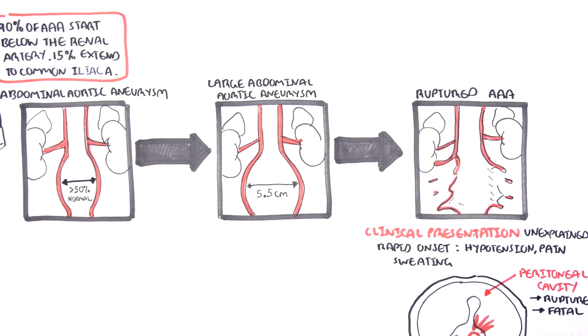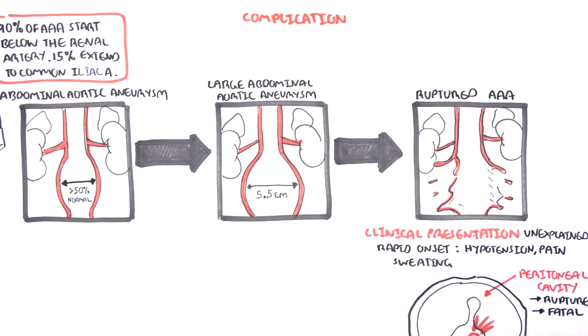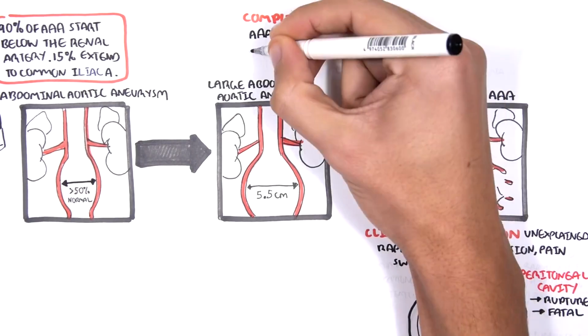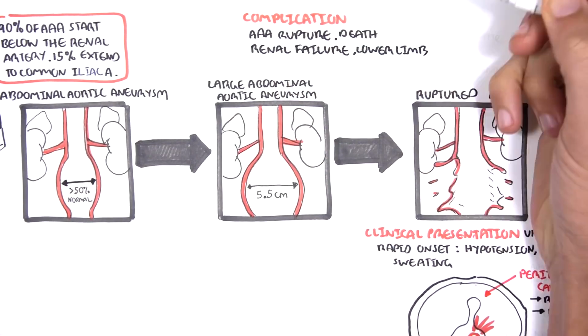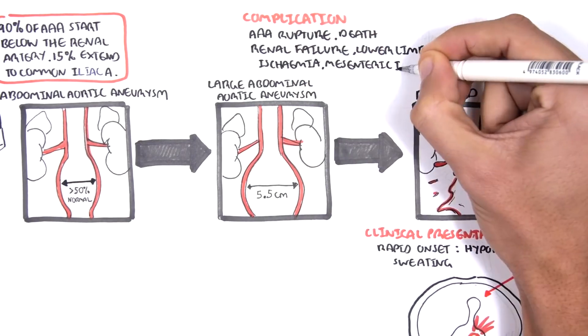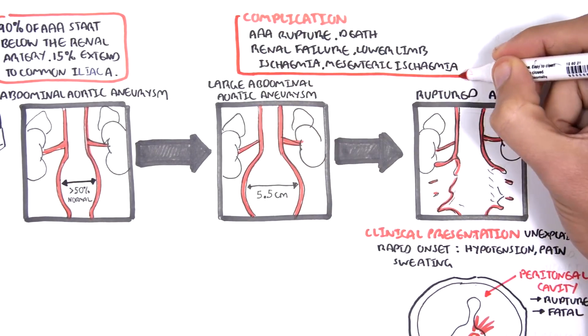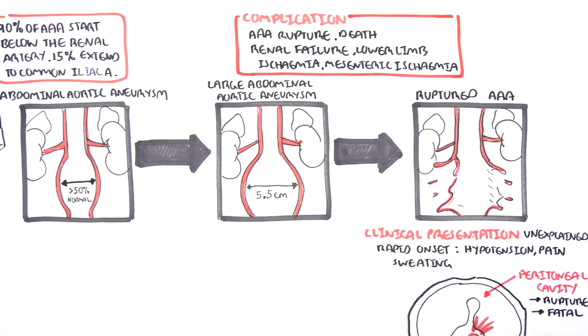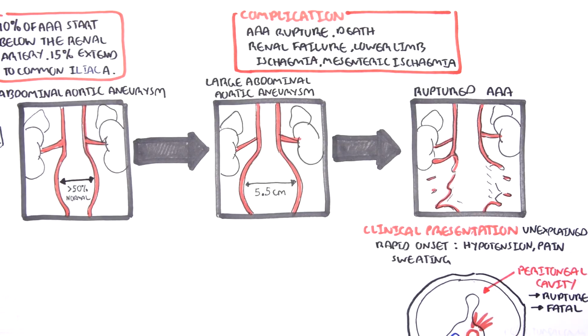Other complications of AAA, aside from rupturing, include death, renal failure because of decreased blood flow to the kidneys, lower limb ischemia, and mesenteric ischemia. Again, all of this is a result of decreased blood flow to the area, loss of blood. So what can be done?